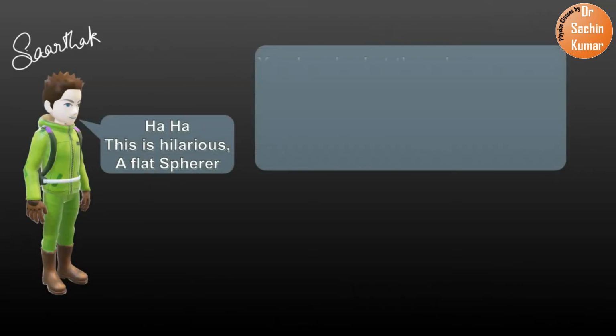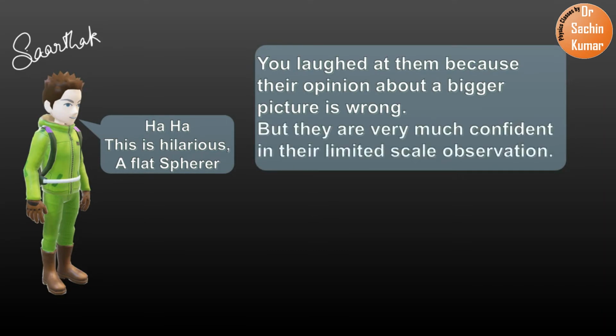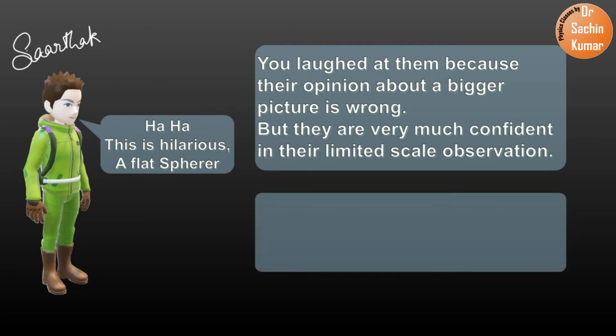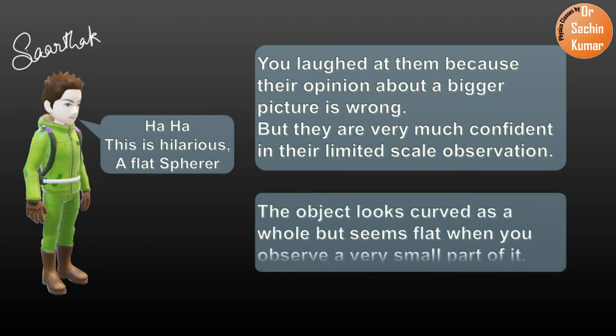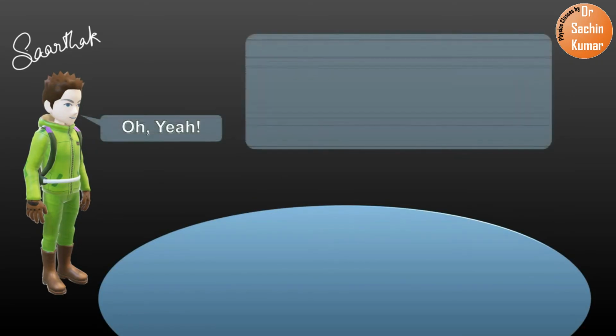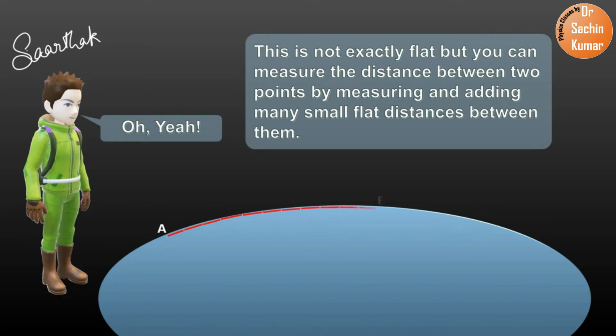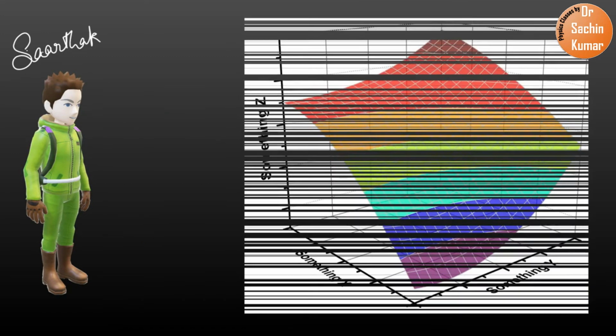You laughed at them because their opinion about the bigger picture is wrong. But they are very much confident in their limited scale of observation. The object looks curved as a whole but seems flat when you observe a very small part of it. This is not exactly flat but approximately flat. You can also measure the distance between 2 points by measuring and adding many small flat distances between them. Mind my words. Now we are going to behave like a flat curver and look at this problem again.